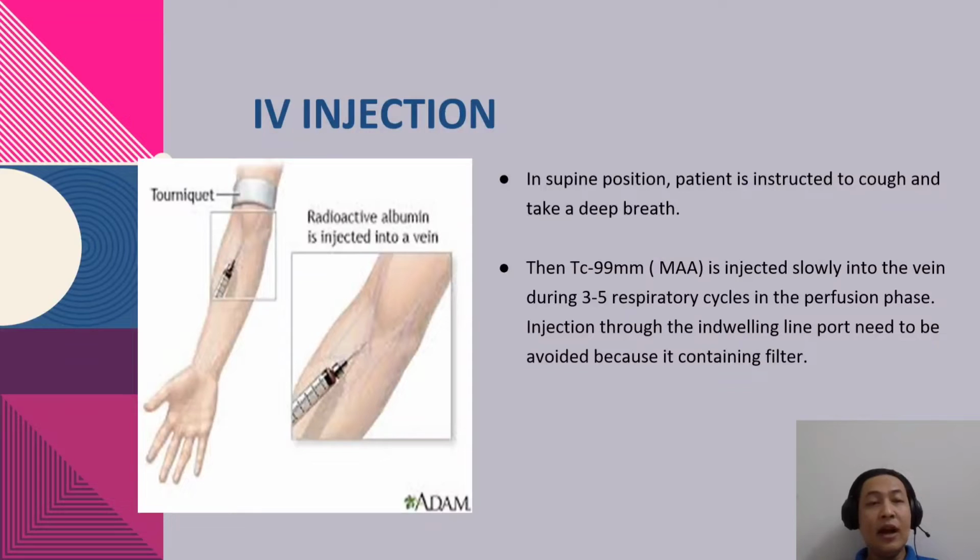The last is IV injection. In supine position, the patient is instructed to cough and take a deep breath. Then the technetium is injected slowly into the vein during 3 to 5 respiratory cycles in the perfusion phase. Injection through a central line port needs to be avoided because it contains a filter.